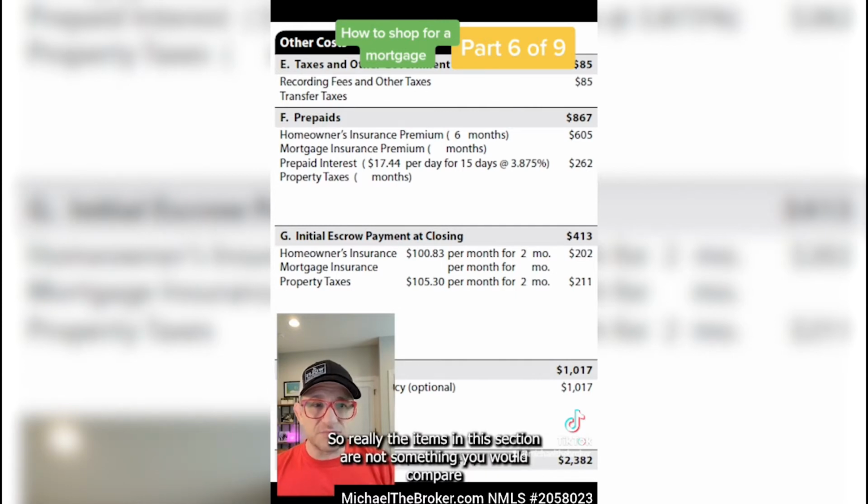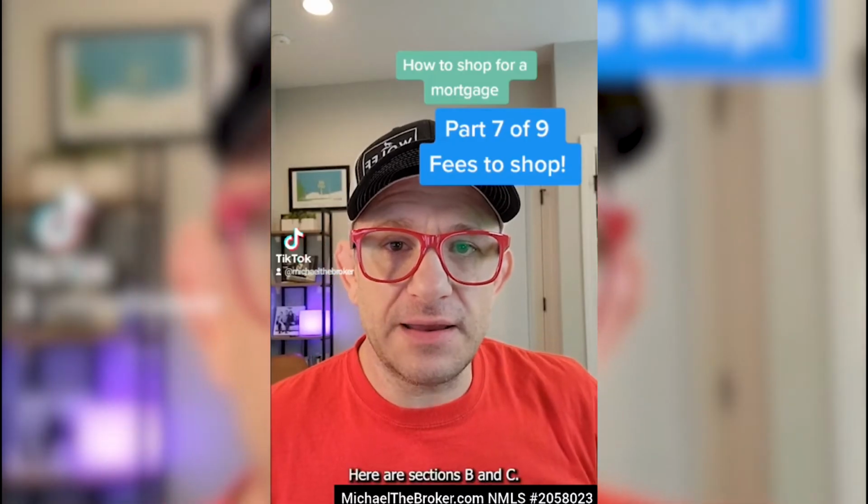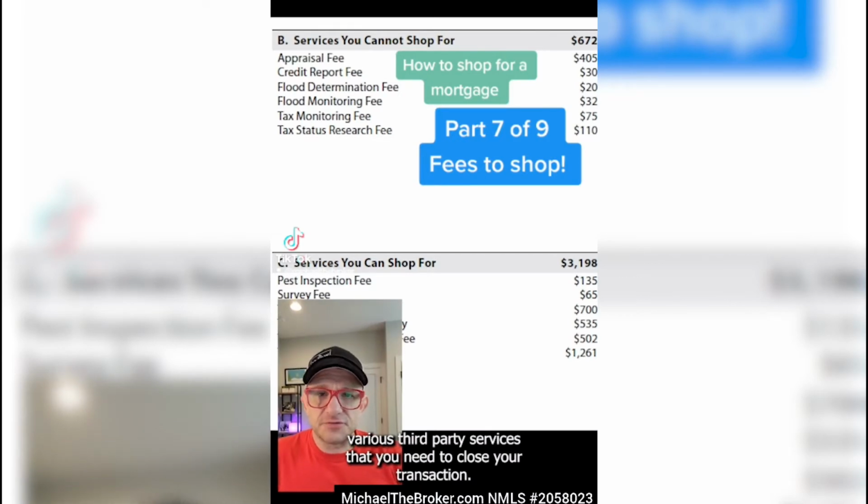So really the items in this section are not something you would compare because it is independent of the lender, and it will be the same no matter which loan option or lender you pick. All right, here are sections B and C. These represent various third-party services that you need to close your transaction.